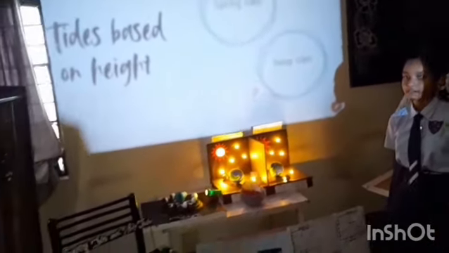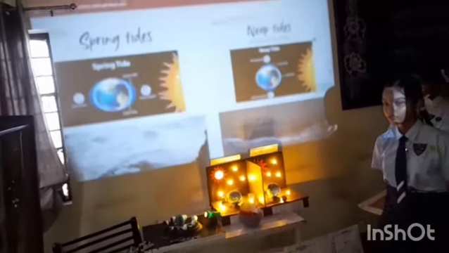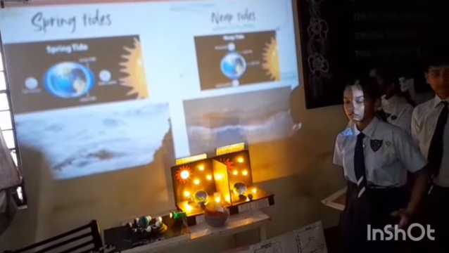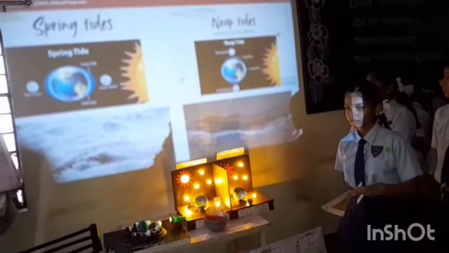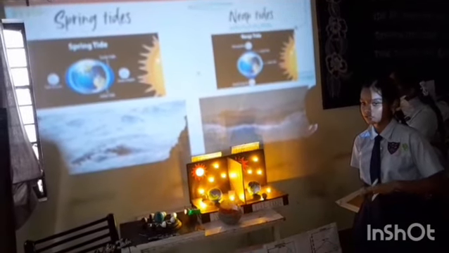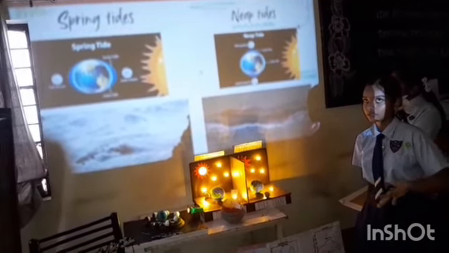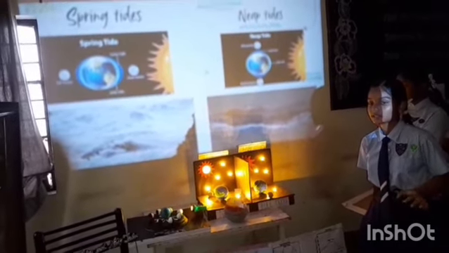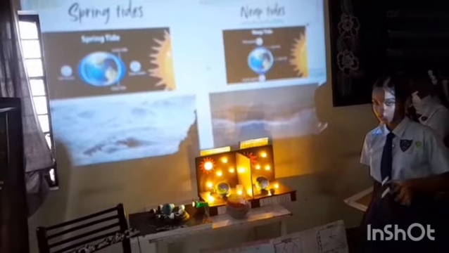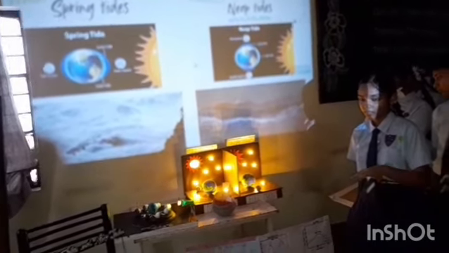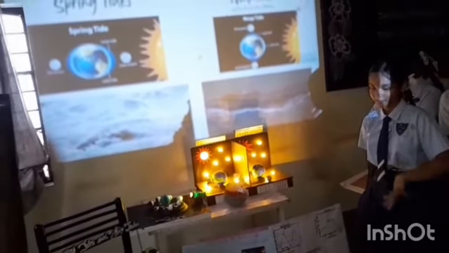Neap tides occur about 7 days after spring tides, during the moon's first and third quarter phases. In this position, the sun and moon are at a 90-degree angle to each other relative to the Earth. Their gravitational forces partially cancel each other out, resulting in a smaller than normal tidal range, meaning higher low tides and lower high tides.